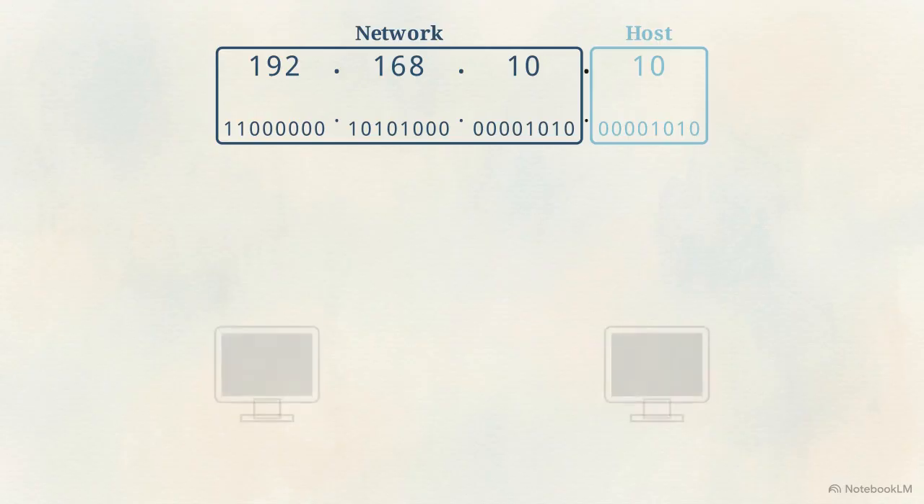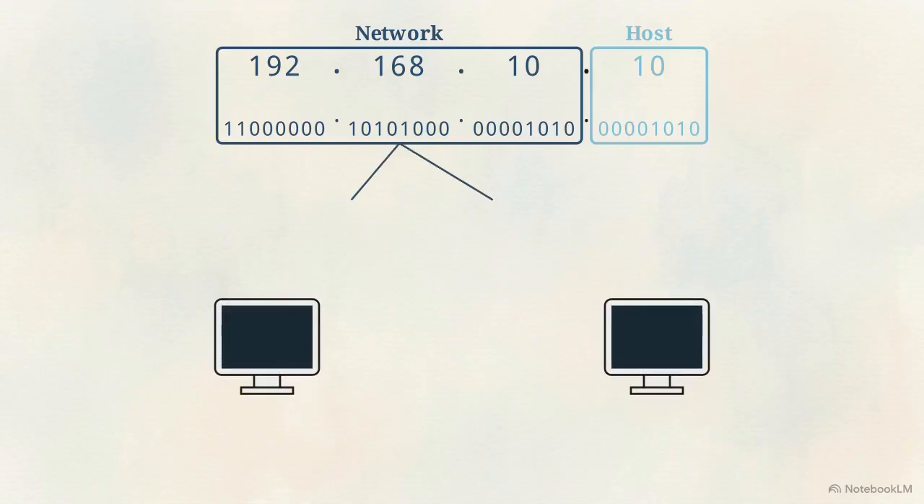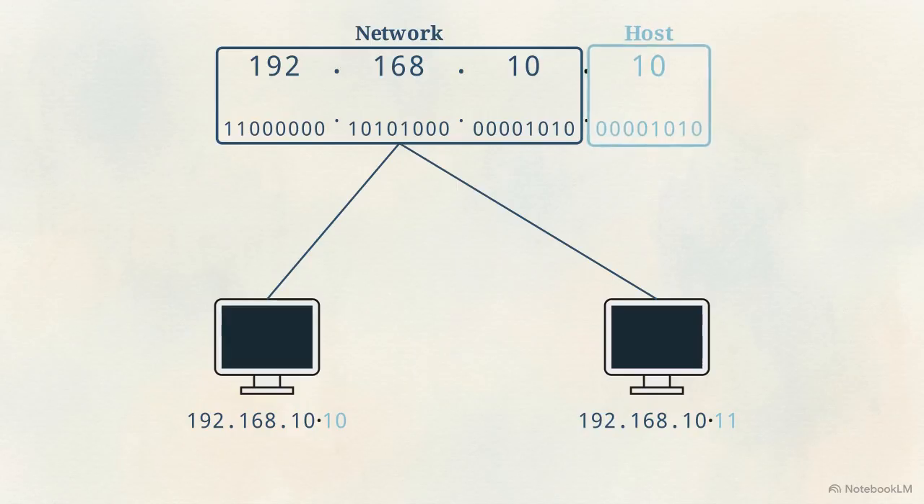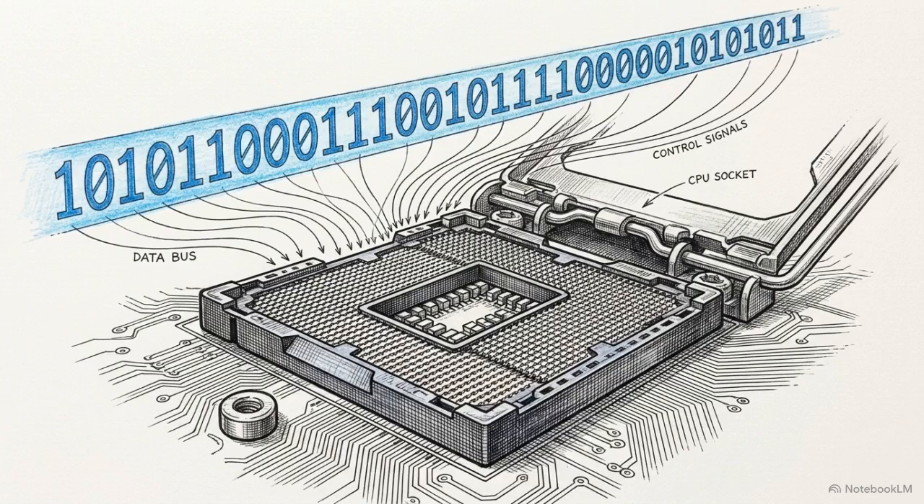This establishes the foundational rule of local communication. If two devices share identical bits in this Navy network portion, they physically reside on the exact same local network. Conversely, the teal host portion must remain completely unique to every single device on that specific network to avoid a collision. But there is a mechanical problem.